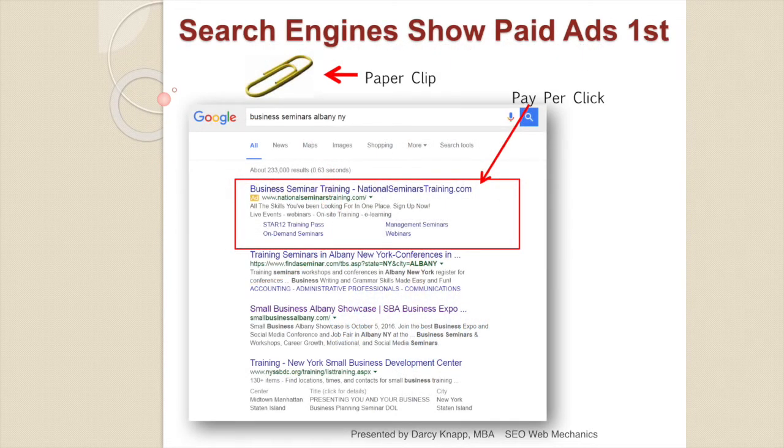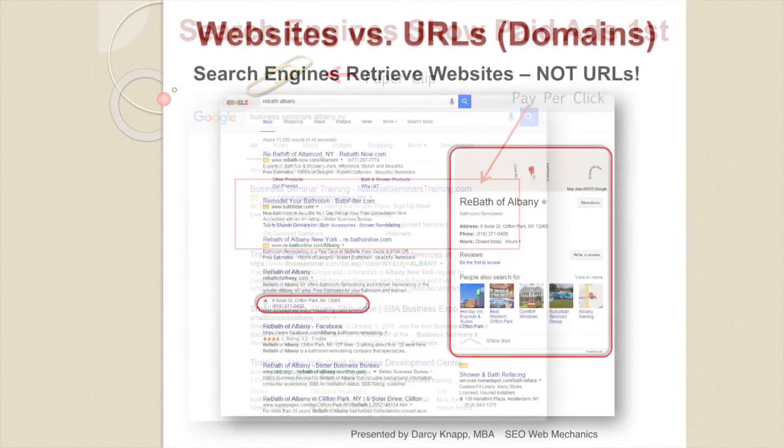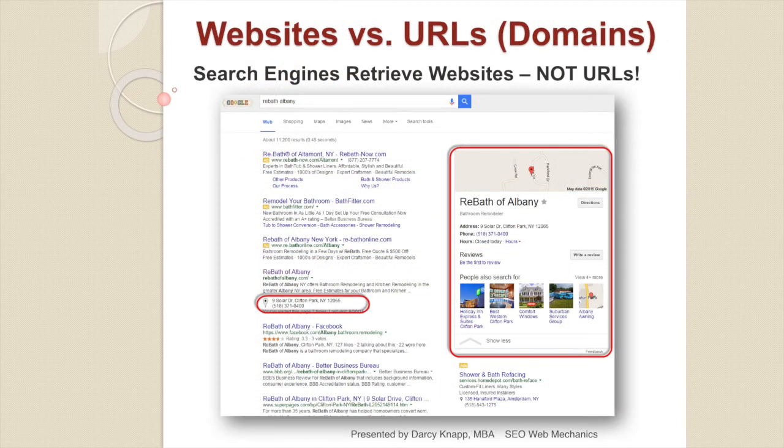Search engines show paid ads first. Pay-per-click advertising, as opposed to a pay-per-clip, as you see on top, is about pay-per-acquisition clicks. So you're going to buy your traffic from the search engine. What we're going to look at today is getting your traffic organically, which is not buying traffic. Search engines retrieve websites. They don't bring up URLs that aren't attached to a website.